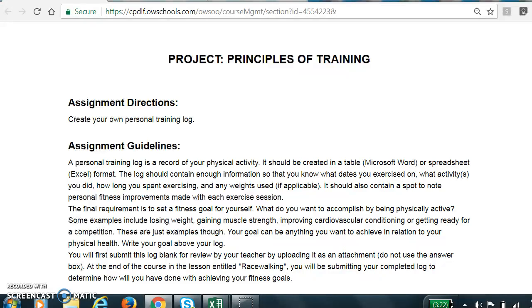So I want to talk about this project quickly today, but I am going to continue to touch on it because designing our training log is going to be a very integral part of the class, because we're going to add our activity to it. So for the personal training log, you're just going to design it however you would like, but you want to make sure that you include in there what your activity was, what dates you exercised, and how long you spent on that activity. As long as I get those 3 pieces of information, you'll be okay.